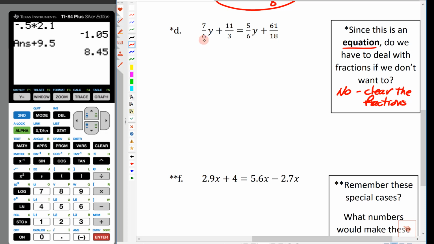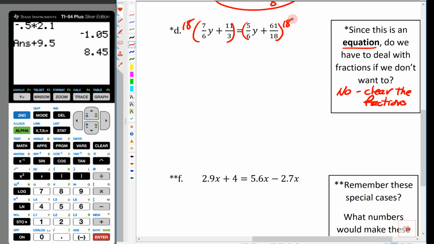Well, if you were to list out the multiples of 6, like 6 and 12 and 18 and 24 and so forth, and the multiples of 3, 3 and 6 and 9 and 12 and 15 and 18 and so forth, and the multiples of 18, which would be 18, 36, let's see, 54. You'll notice that I said 18 on every one of those. So here's what we're going to do. We're going to multiply both sides by 18.